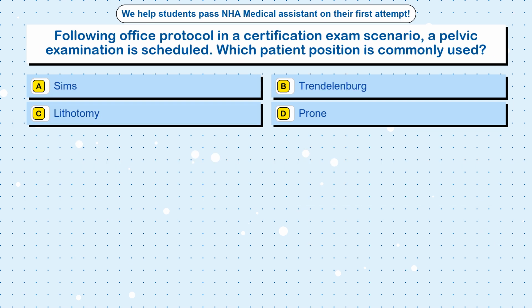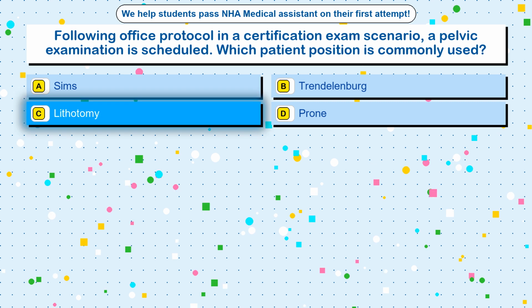Question 18. Following office protocol in a certification exam scenario, a pelvic examination is scheduled. Which patient position is commonly used? Option A. Sims. Option B. Trendelenburg. Option C. Lithotomy. Option D. Prone. The correct answer is option C.